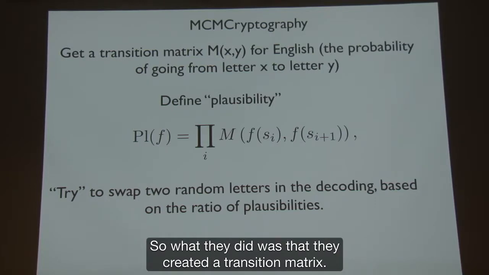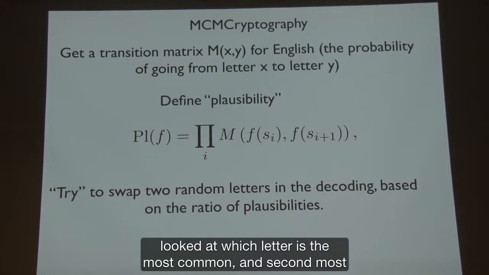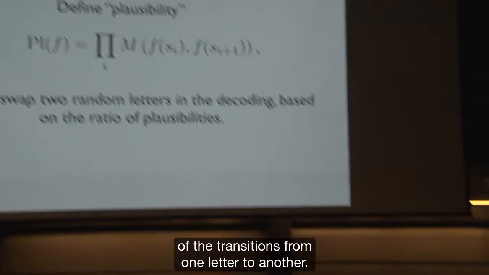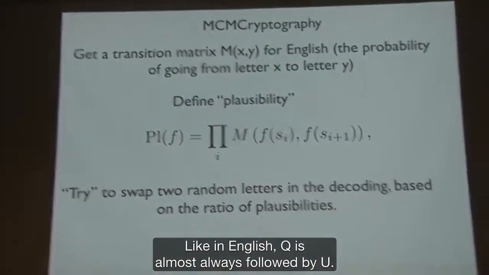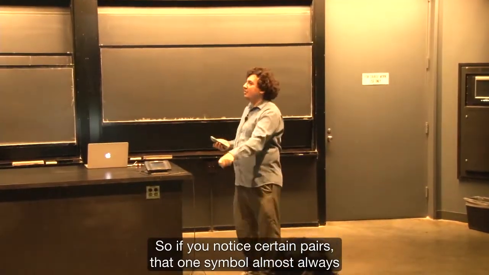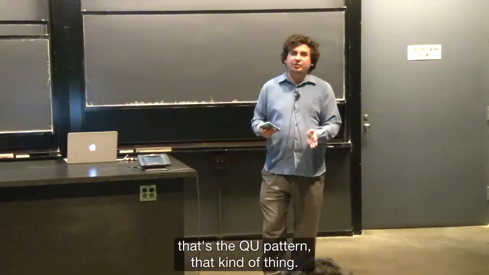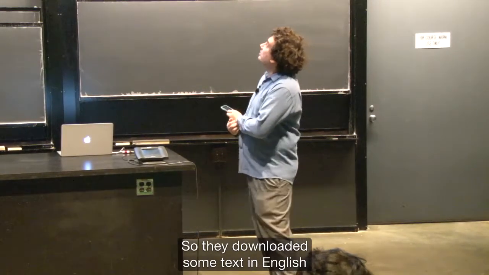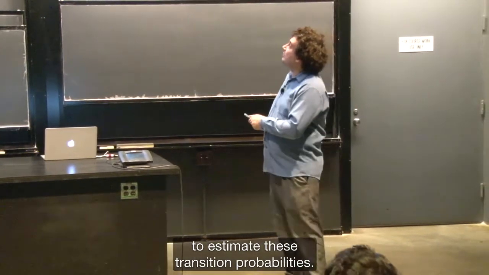So what they did was that they created a transition matrix. So if I just looked at which letter is the most common and second most common and so on, that doesn't take into account any of the transitions from one letter to another, right? Like in English, Q is almost always followed by U. Okay, so if you notice that certain pairs, one symbol almost always followed by another, you might guess that's the QU pattern, that kind of thing. Okay, so they downloaded some text in English to estimate these transition probabilities.